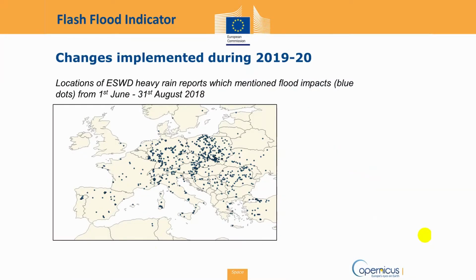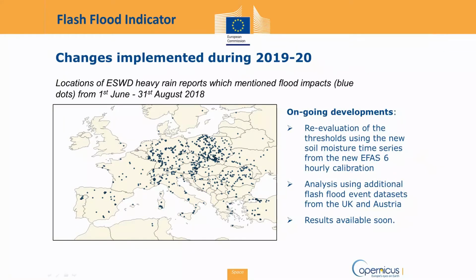This map shows the locations of those heavy rain events mentioned in the analysis, flood impacts for this period 1st of June to 31st of August 2018. And what's important to show from this map is that there are a number of locations that did not have data. So for example, much of the United Kingdom, Ireland, even parts of France, Spain, Portugal and other areas in mainland Europe missed or did not have very many data points.